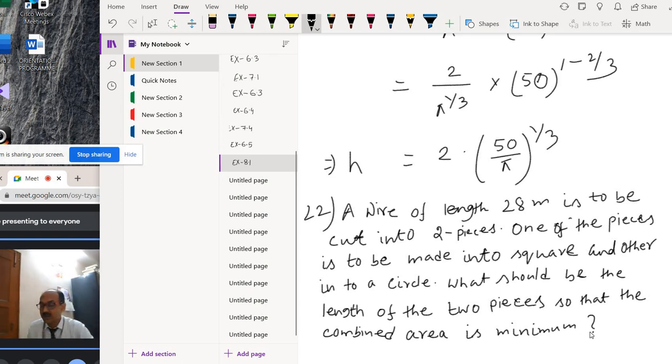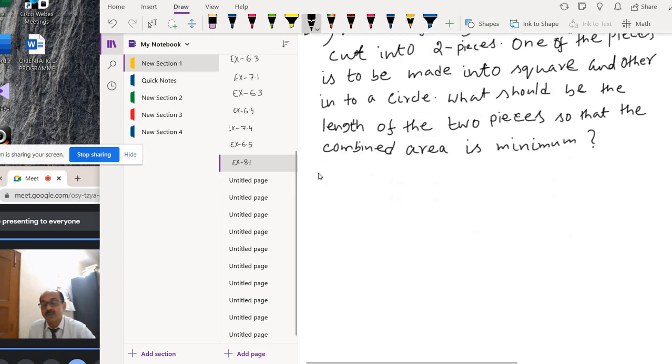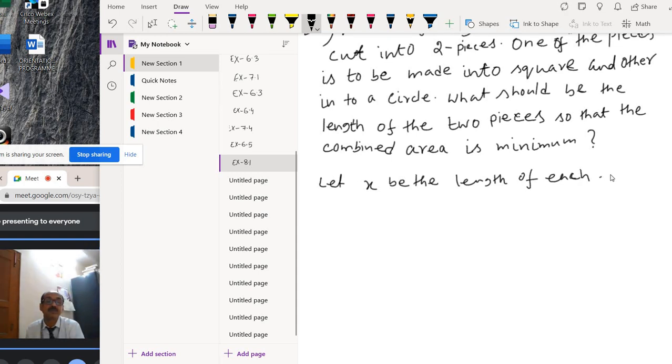Okay. So let x be the length of each side of the square.